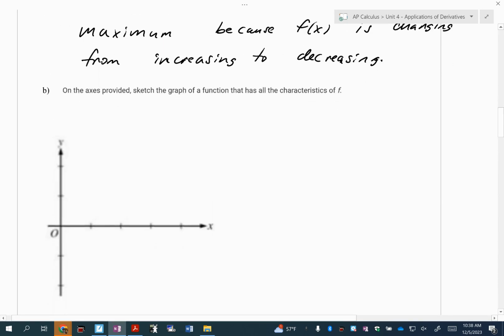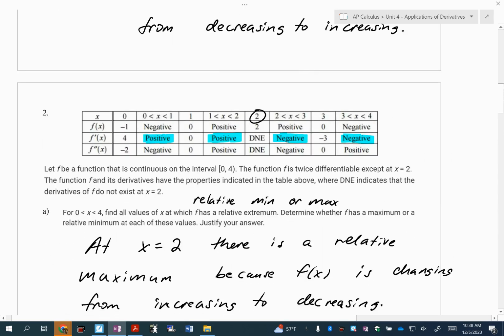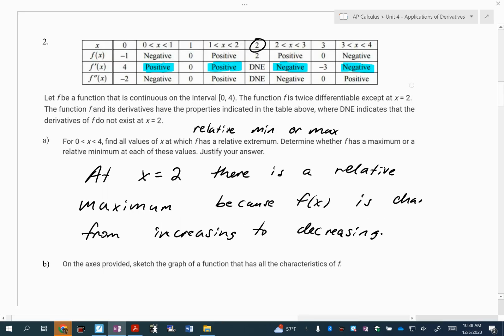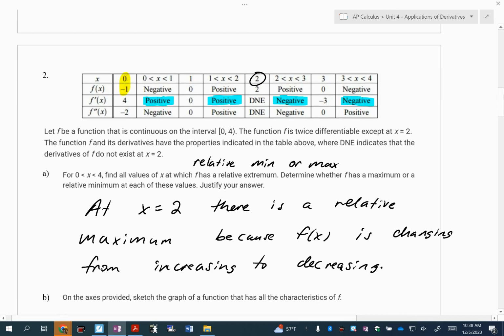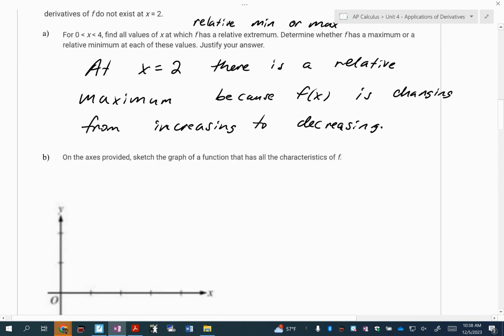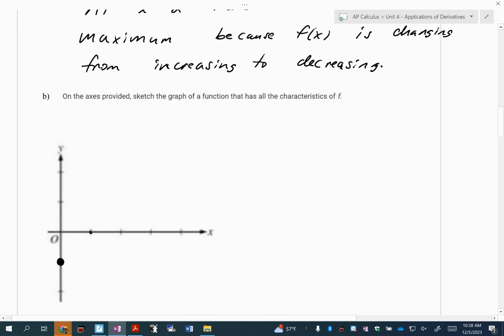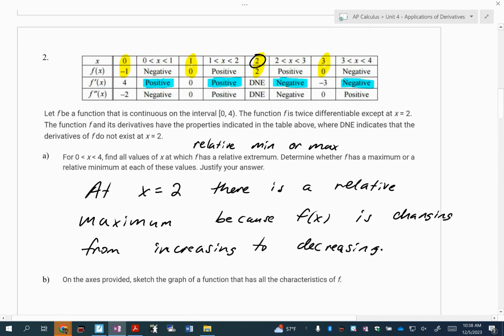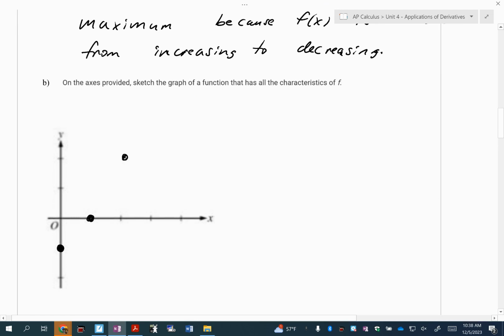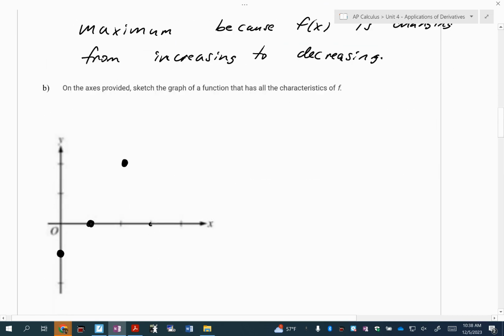Now, part B, they're asking me to sketch a graph of the original function f. Now, what I do notice is that the first row gives me actual ordered pairs. So I'm going to take a moment and just plot all those ordered pairs. So I have 0, comma, negative 1. Then I have 1, comma, 0. 2, comma, 2. 3, comma, 0. And it doesn't actually say what's happening at 4. So we'll see what happens as we go through it.